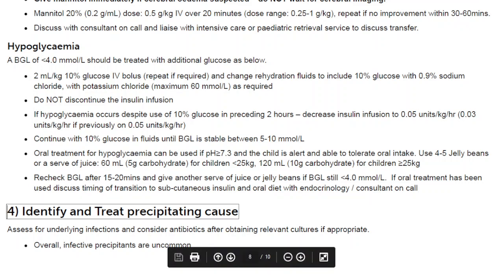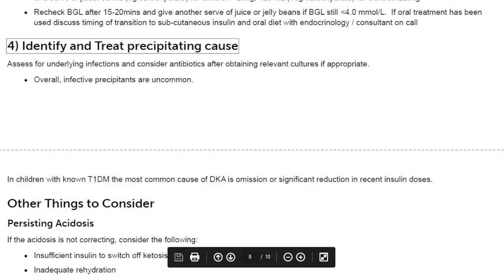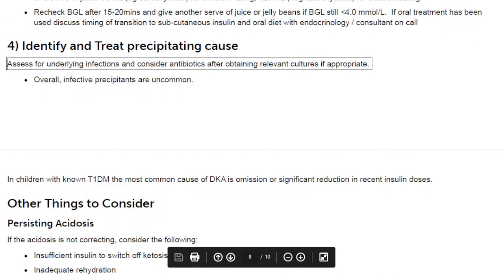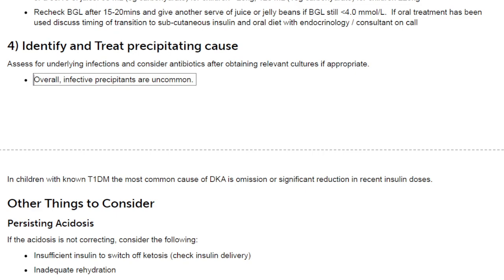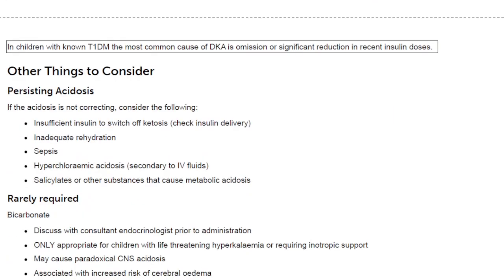endocrinology/consultant on call. 4. Identify and treat precipitating cause. Assess for underlying infections and consider antibiotics after obtaining relevant cultures if appropriate. Overall, infective precipitants are uncommon. In children with known T1DM, the most common cause of DKA is omission or significant reduction in recent insulin doses.